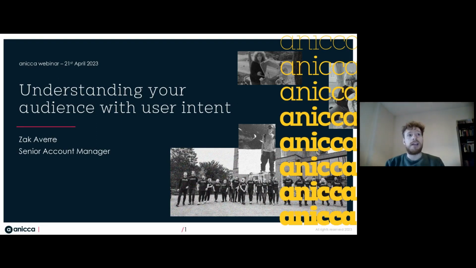Today we're going to be looking at understanding your audience with user intent, to better understand the reasons behind search and why people look for what they do.